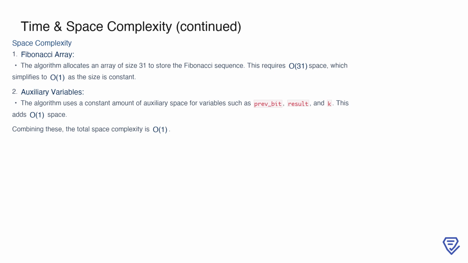Now, let's analyze the space complexity. The algorithm allocates an array of size 31 to store the pre-computed Fibonacci sequence. This requires O(31) space, but since the size of the array is fixed and constant, this simplifies to O(1). Additionally, the algorithm uses a small, constant amount of auxiliary space for variables such as prev_bit, result, and k. These variables do not depend on the size of the input, so their contribution to the space complexity is also O(1). When we combine these, the total space complexity remains O(1), as no part of the algorithm scales with the size of n. This efficiency in space usage is a key advantage of the approach.